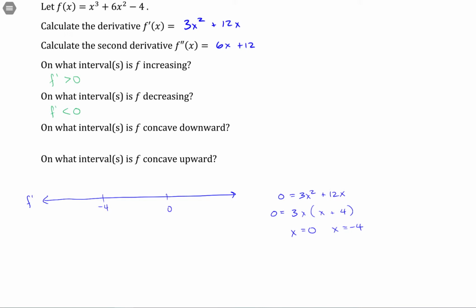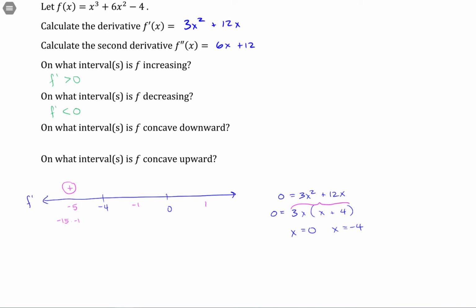Now, in order to determine where the function is increasing or decreasing, I need to check on each of these intervals what's happening. So I have to pick some value within each interval, and I just choose the smallest numbers that I can possibly get, and then plug it into the first derivative to see if it's positive or negative. And I generally use this factored form because it's pretty easy to plug a number in there. So 3 times negative 5 would be negative 15, and negative 5 plus 4 would be negative 1. So negative times negative gives me a positive.